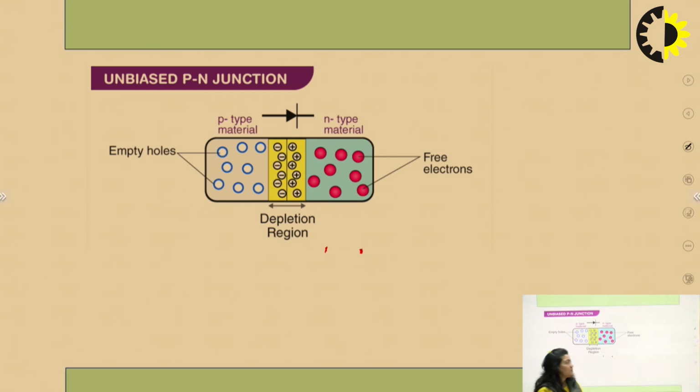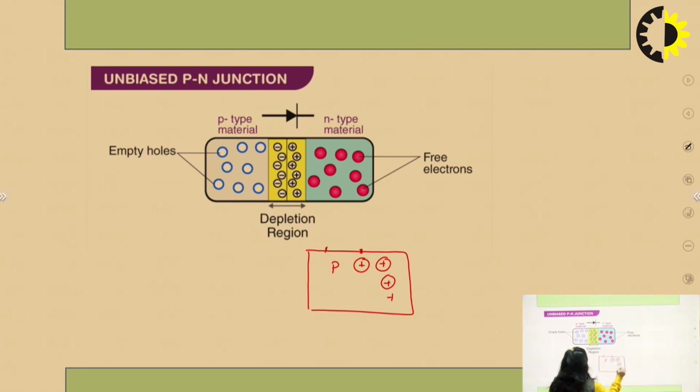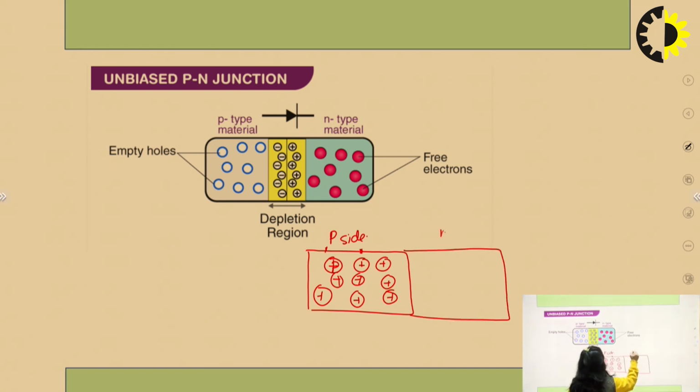Now the PN junction is formed like this: this is a P material. P material has so many holes, and holes mean positive charge. There is positive charge available here. This is the P side. Now it has been combined with the N side. The N side has so many electrons.